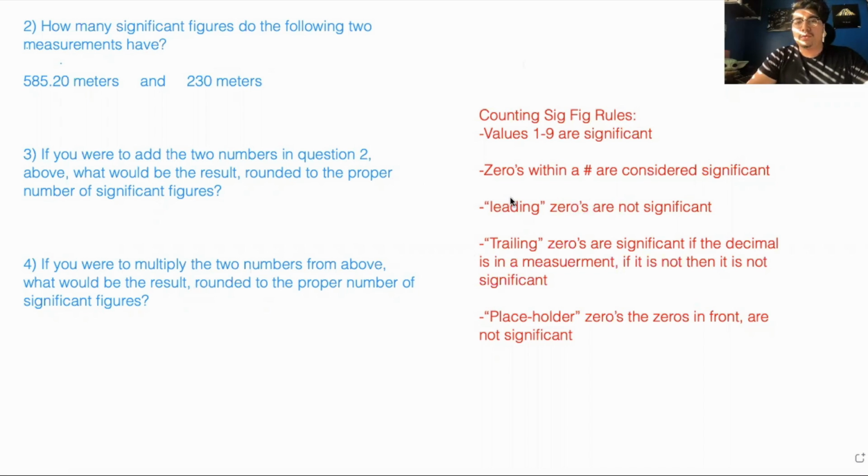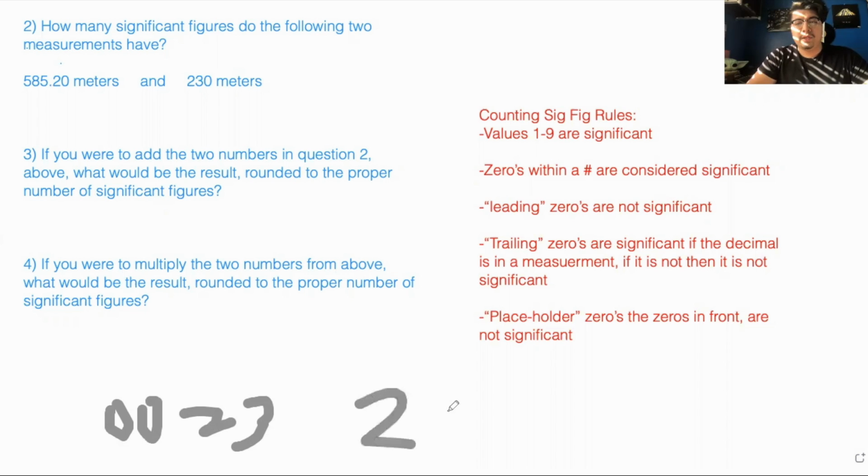Zeros, these are the zero rules. Zeros within a number are considered significant. Leading zeros, those are going to be the numbers in front. So that's going to be the numbers 0, 0, 2, 3. That's not significant right there. And that's the leading zeros right here. And trailing zeros are significant if the decimal is in the measurement. If it's not, then it is not significant.